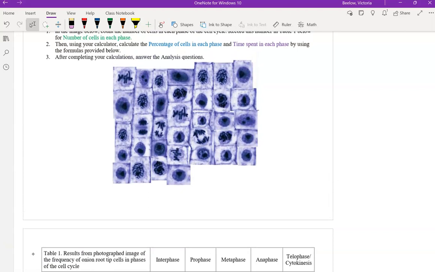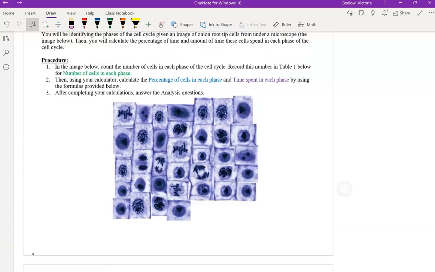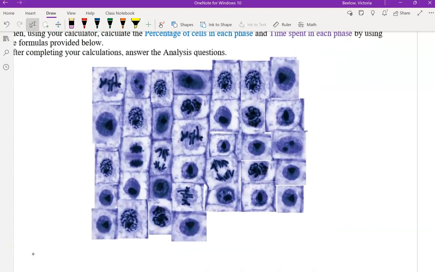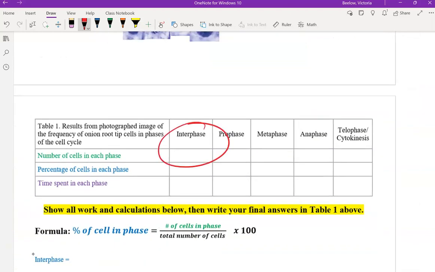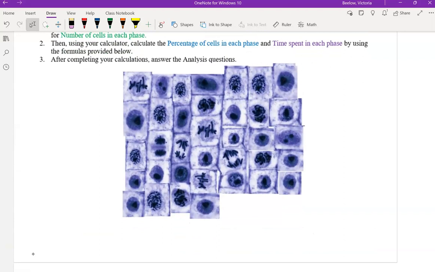Once we collect those numbers, we can calculate the percent of cells in each of those phases and how much time they're spending in each phase of the cell cycle. The first thing is to identify all the cells; we're going to start with interphase, okay? Then we'll go down the line here and write down how many are in each phase. In this lab, I'm providing you accurate data and this picture, but when you do part 2 for the lab, you're going to have a picture that was taken under the microscope, and the data might be a little different. We're going to compare that to this data.